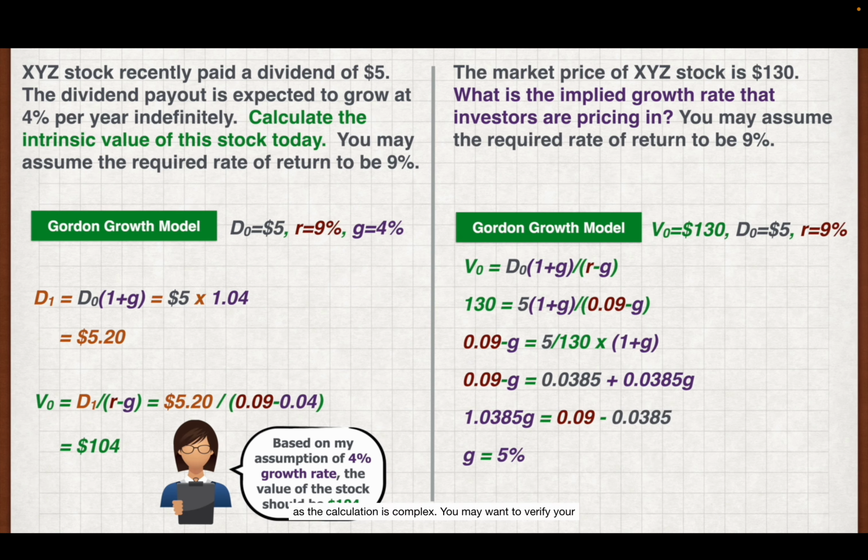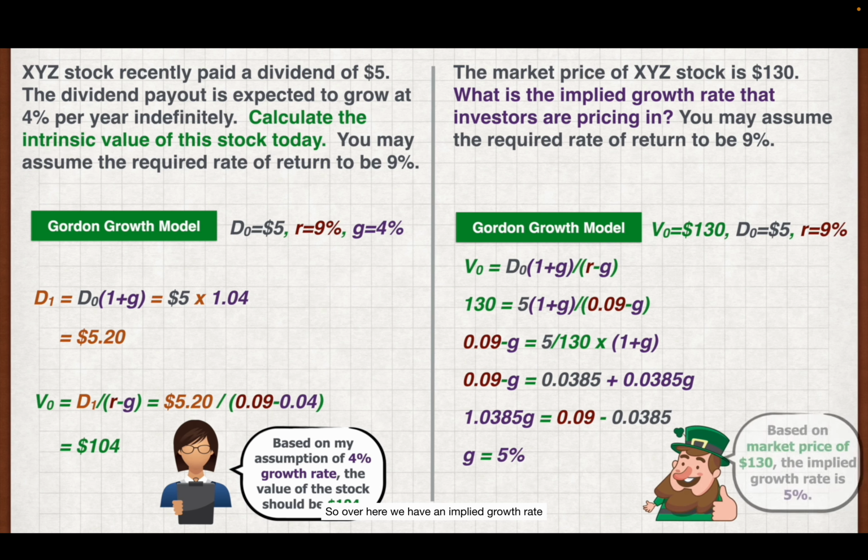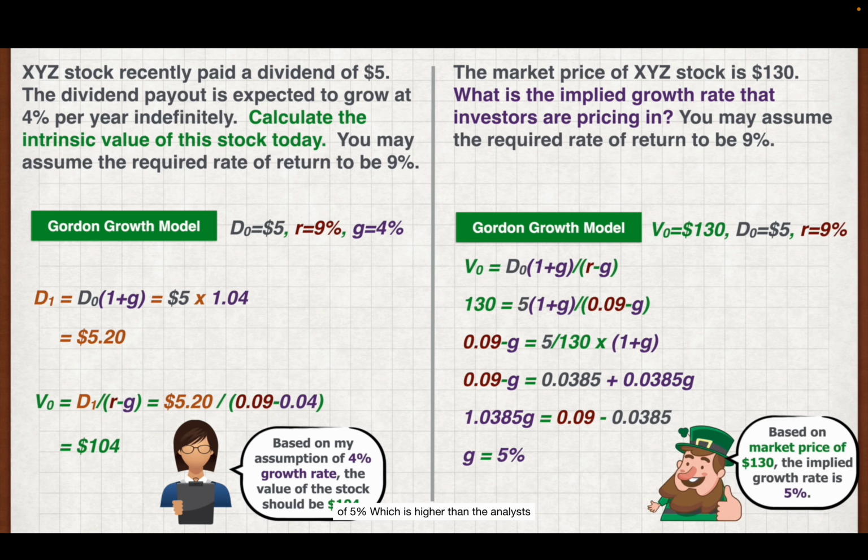As the calculation is complex, you may want to verify your answer with the GGM formula to make sure you didn't make any mistake. So, over here we have an implied growth rate of 5%, which is higher than the analyst's estimate of 4%. As the investors believe in a higher growth potential for the firm, they're willing to pay more than the intrinsic value estimated by the analyst.